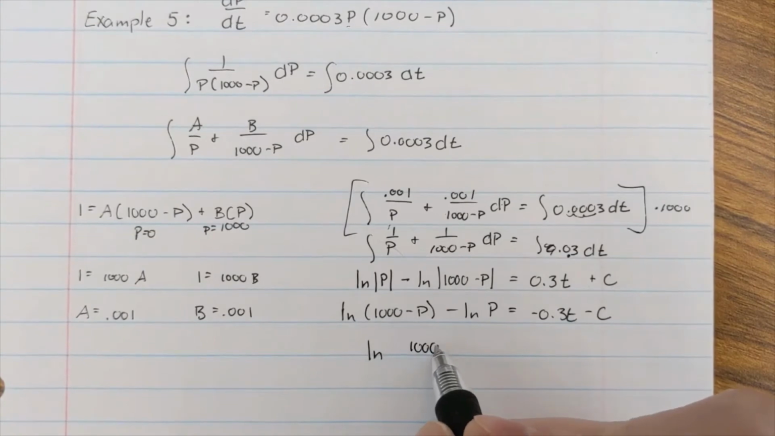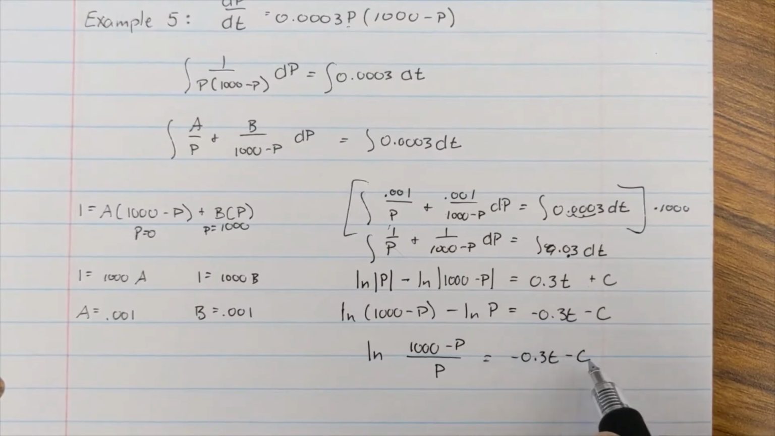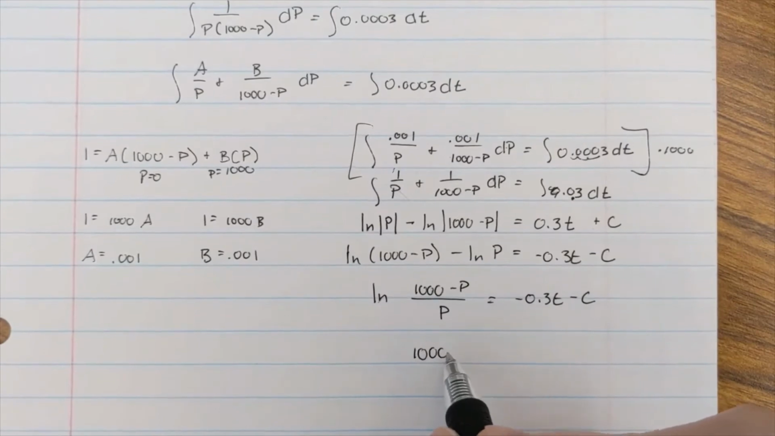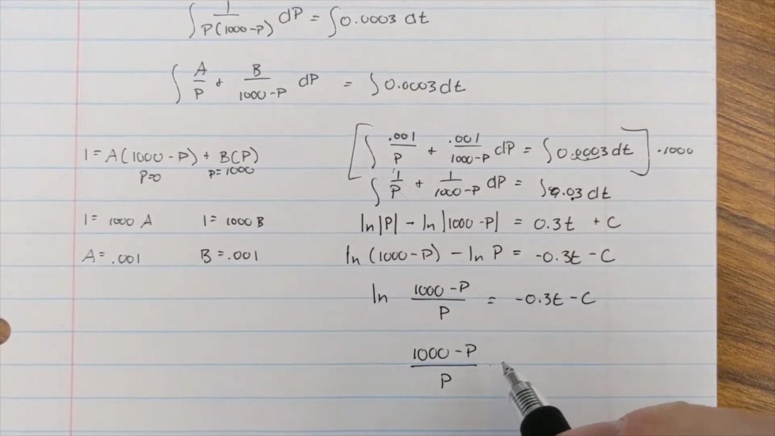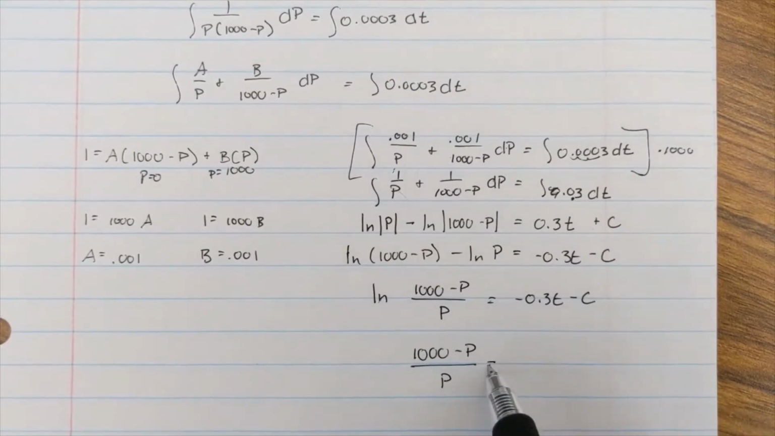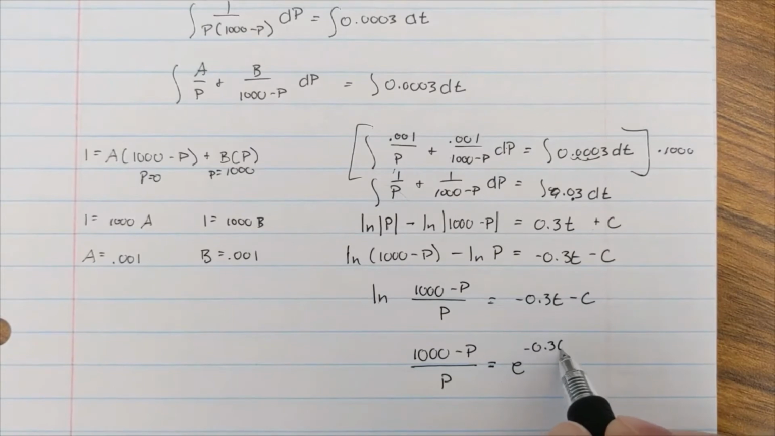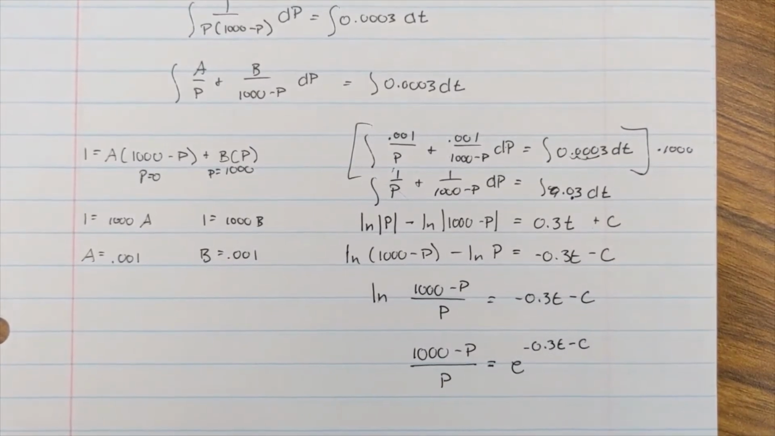So these are being subtracted, so I can combine them into a single log term. So 1000 minus P over P equals -0.3T minus C. So you get rid of the ln, everything becomes an exponent on an e. So I get 1000 minus P over P equals, let's see here, how would I want to write this? e to the -0.3T minus C. So it looks like this.